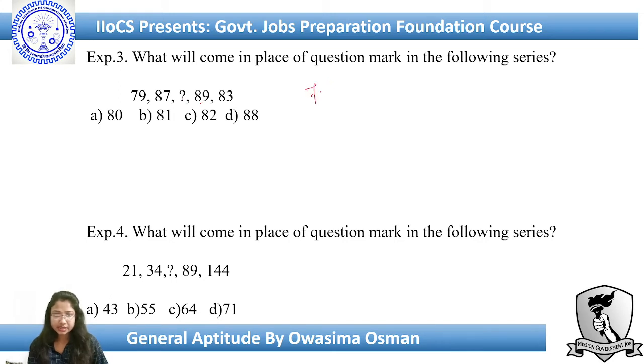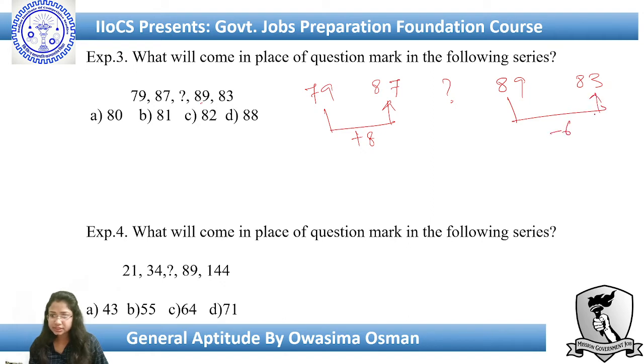So again I am writing this series separately, that is 79, 87, we have to find the middle term, 89 and 83. If we do 79 plus 8, we will get 87, and if we do 89 minus 6, we will get 83. So just try, it will follow or not.